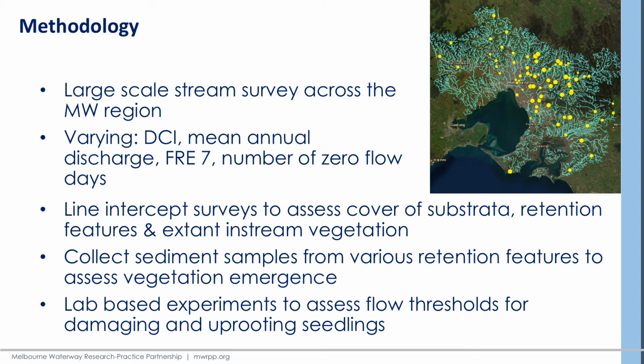We'll also undertake a series of nursery and lab-based experiments using stream sediments that were collected from those surveys. And they'll be exposed to a range of different flow velocities and depth treatments in order to assess how varying flow regimes influence vegetation germination, colonisation, and species diversity. And finally, we'll also use some flumes to further identify flow velocity thresholds at which seedlings can be damaged and also uprooted.